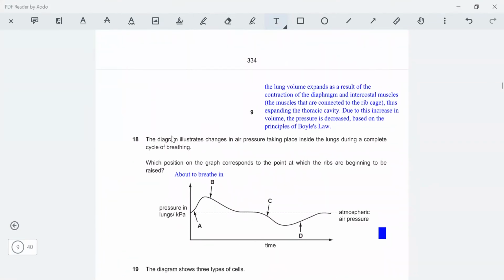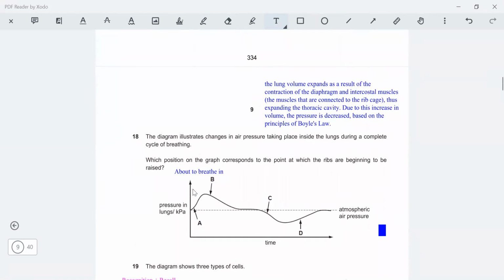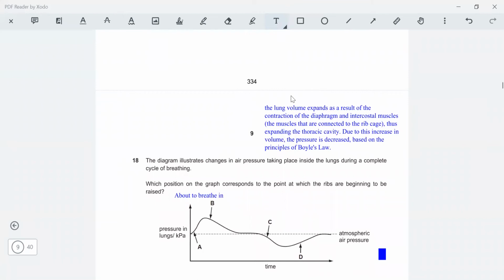Question 18. The diagram illustrates changes in blood pressure taking place inside the lungs during a complete cycle of breathing. Which position on the graph corresponds to the point at which the ribs are beginning to be raised? Through common sense, you already know that you're about to breathe in. When you touch your ribs and you breathe in, you will notice that the ribs are raised and expanded. This is because when you breathe in, the lung volume expands as a result of contraction of the diaphragm and the intercostal muscles.